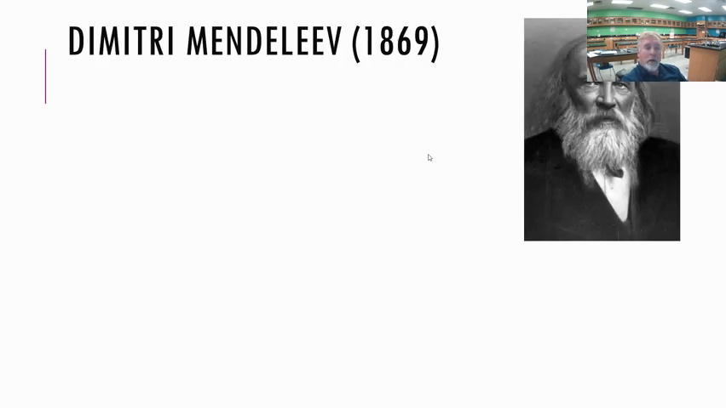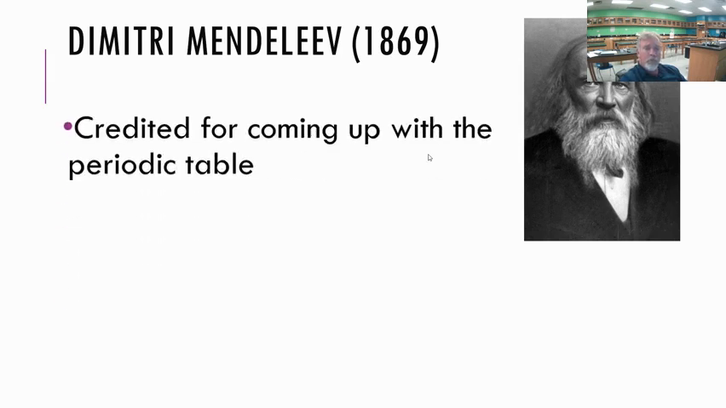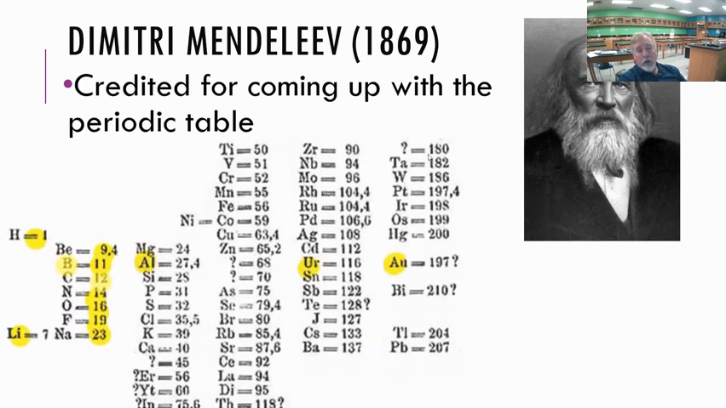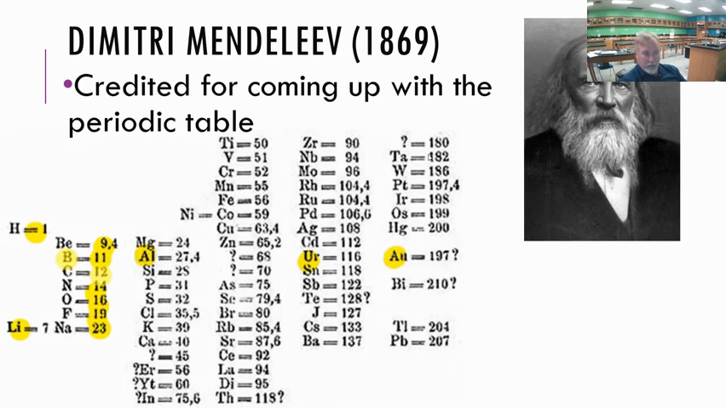Now, Dmitri Mendeleev is the man who was given the most credit for coming up with the concept that we needed a periodic table. And if you look at this, 1869, so this is what, 150 years ago, really not all that long. So he was the one credited for coming up with the idea of the periodic table. And his version of the periodic table looked something like this.